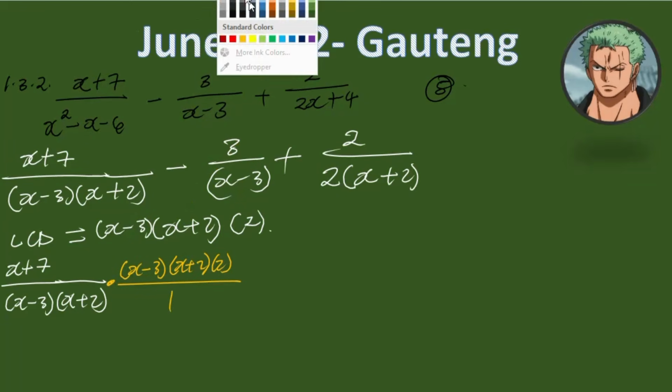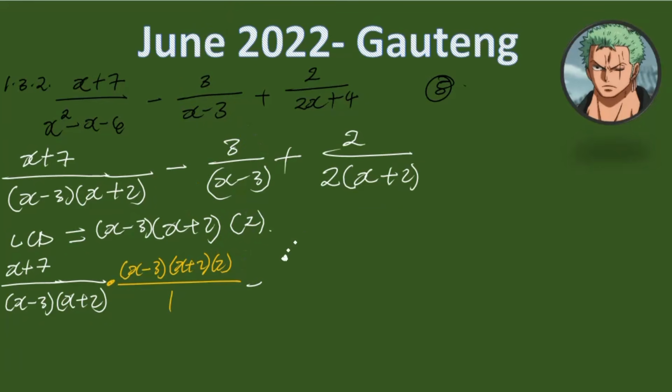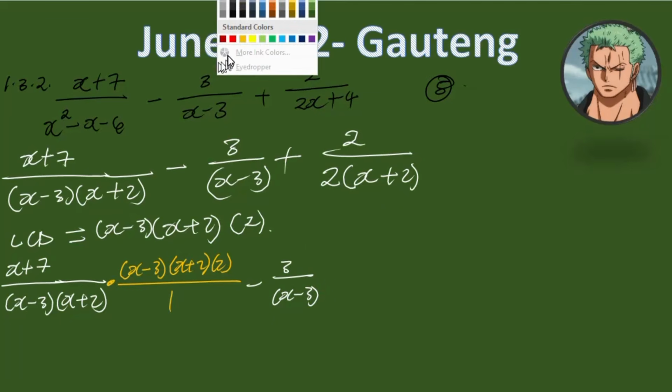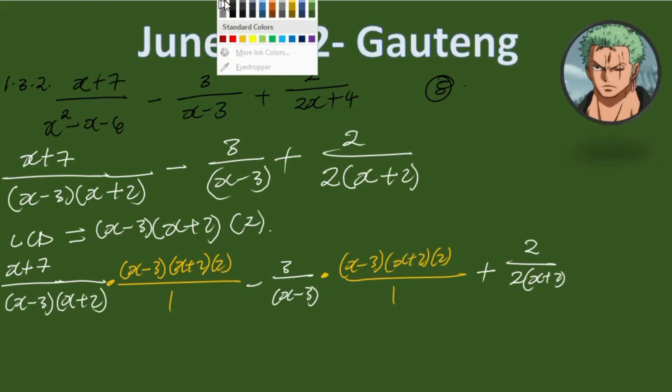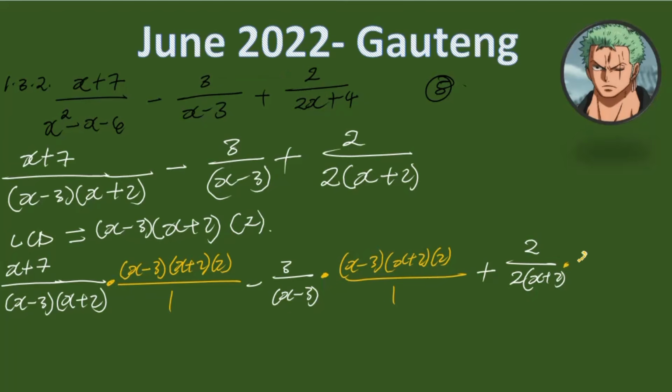Then to the next part. What do I have? I have 3 all over x minus 3. I'll multiply this with the LCD. Here is the LCD multiplied by x minus 3, x plus 2 times 2 over 1. Then to the last part, I have plus 2 all over 2 into x plus 2, right? Multiply this by the LCD, which is x minus 3, x plus 2, and 2 over 1, right? So let's open this part. I don't make a mistake.